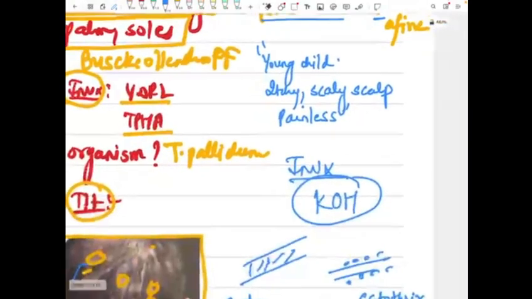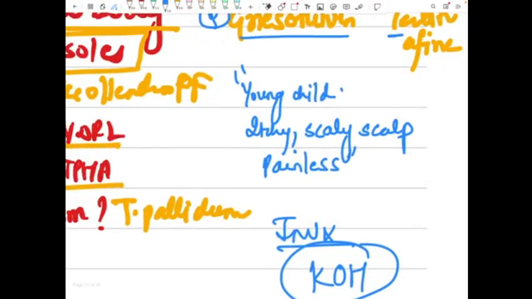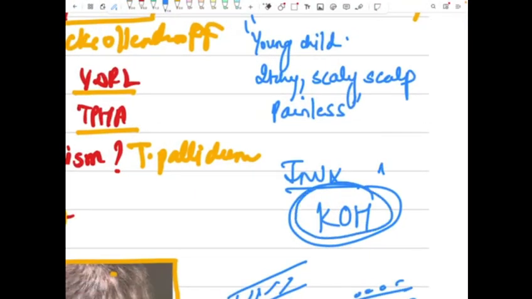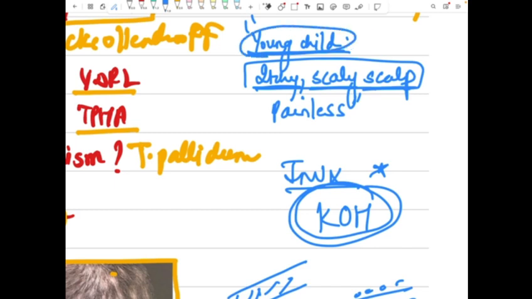In fact, what is the next step? What do you do? You do KOH. What is the clinical presentation? They usually say young child. Young child has these patches of alopecia and they are itchy. There are scales over the scalp. In none of the other conditions we saw scales. So there will be itching and scaling, and it will usually be a young child, right? And it is a painless condition.